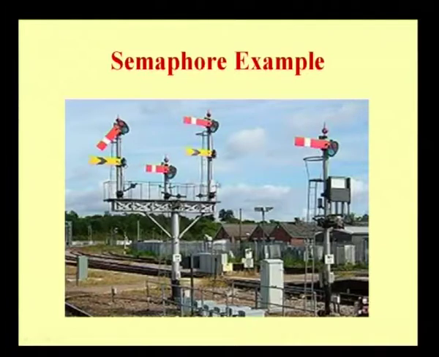So, this is an example of multiple semaphores, wherein one train could pass on the first track, and at the same time a second train could pass on the second track, a third train could pass on the third track, and so on.